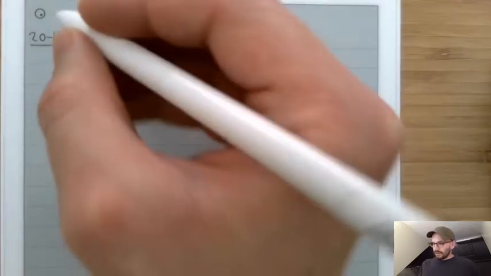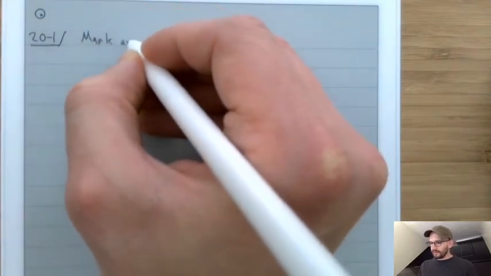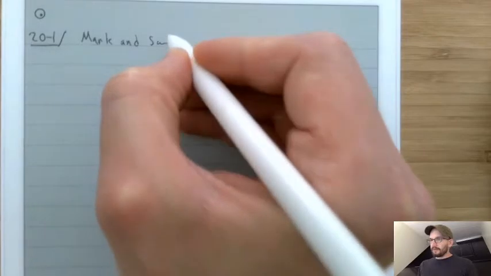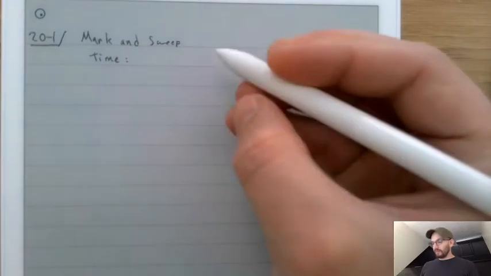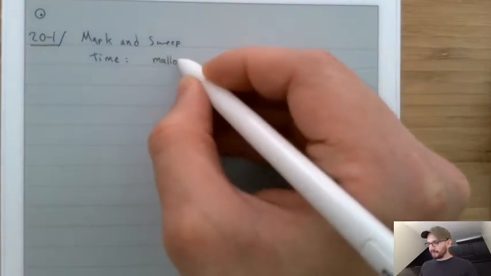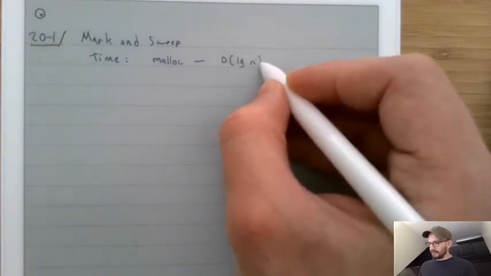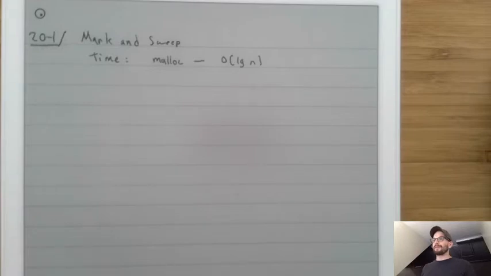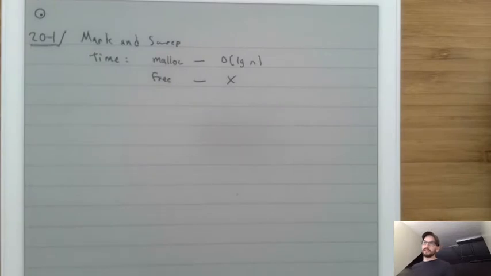Last time we introduced how to do automatic sound memory management with the mark and sweep algorithm. And recall that the mark and sweep algorithm, if we were to talk about its performance, there are two dimensions. There's its time, where we can talk about how expensive Malloc is. And Malloc is O(log n), because it searches a tree. Free doesn't cost anything because we reassemble the free list when we are doing the sweep phase.